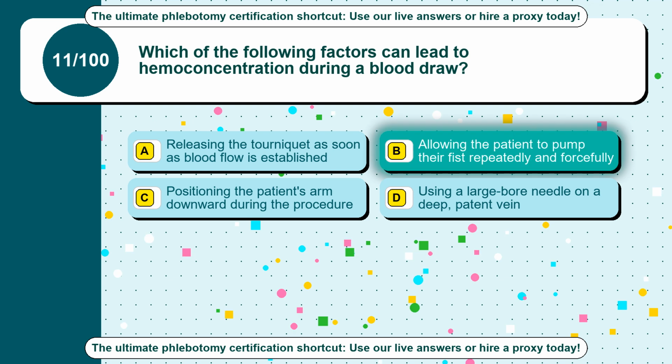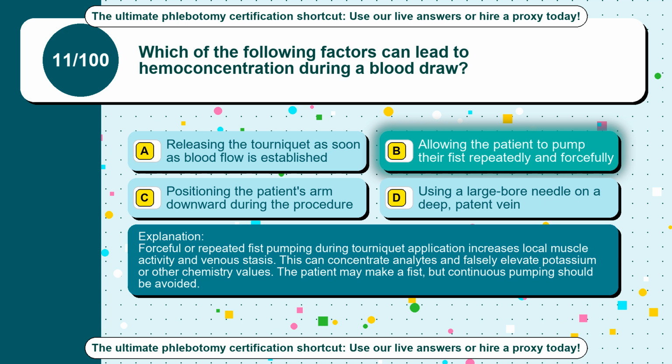The correct answer is option B. Allowing the patient to pump their fist repeatedly and forcefully. Forceful or repeated fist pumping during tourniquet application increases local muscle activity and venous stasis. This can concentrate analytes and falsely elevate potassium or other chemistry values. The patient may make a fist, but continuous pumping should be avoided.